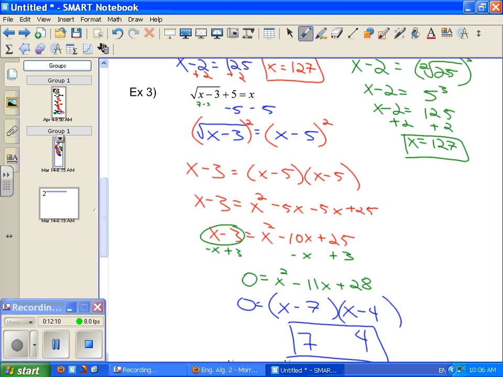So I plug the 4 in here. 4 minus 3 is 1. Square root of 1? 1. And then 1 plus 5? 6. And that's supposed to be a 4. This one's out. This one I get to keep.